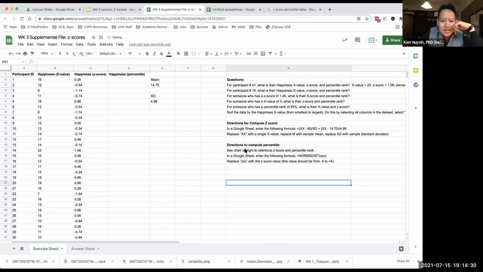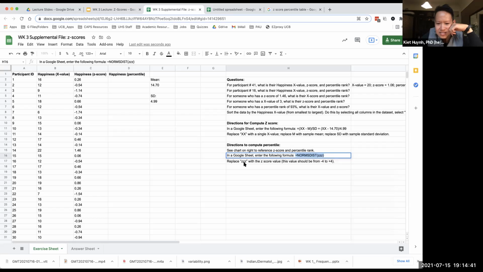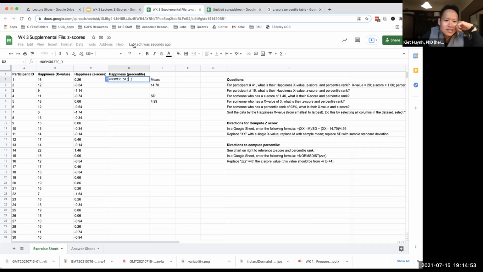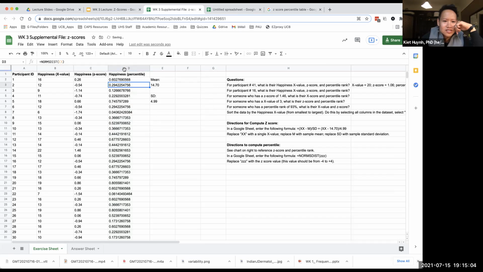Values only. Okay. In Google Sheets, enter the following formula. Copy. And remember, replace Z with the Z-score value. Okay. So double click, there's a cursor, right click and paste. Remember, the Z is the Z-score here. And again, it gives us the option to apply the formula for the rest of the column. So yes, we want that. And I'll change this to use this. Check the decimal points.